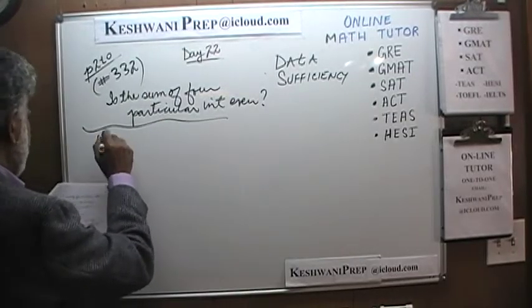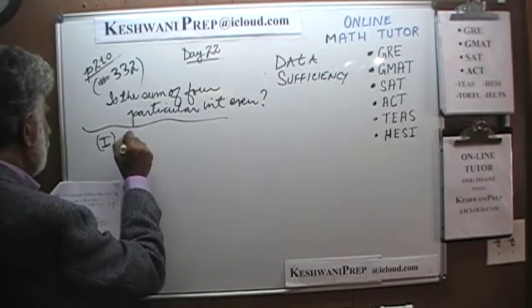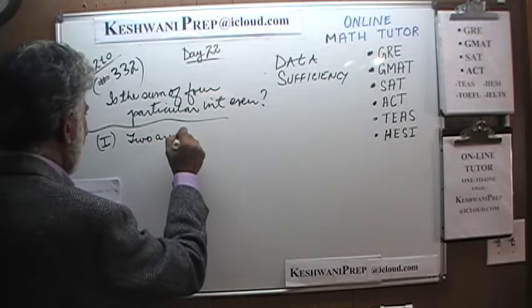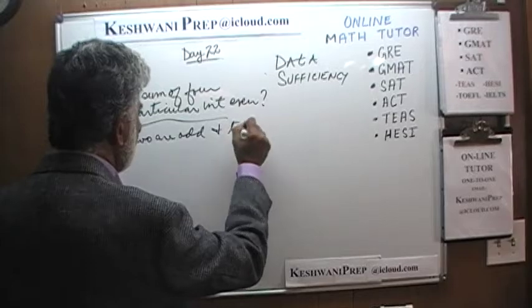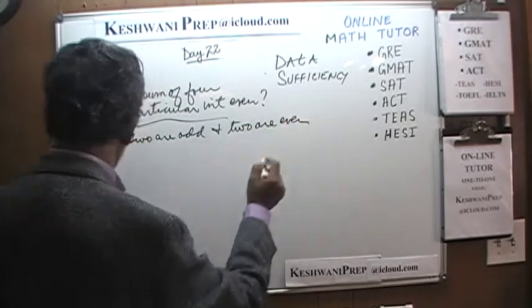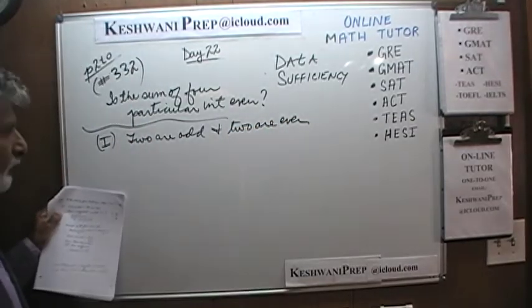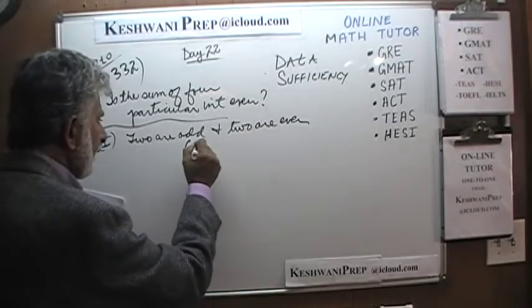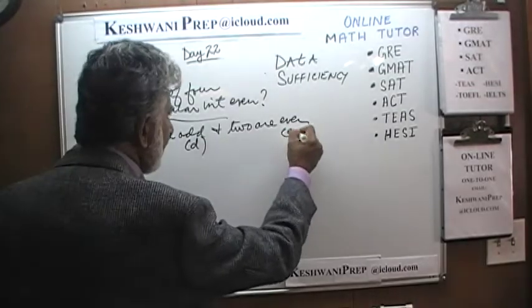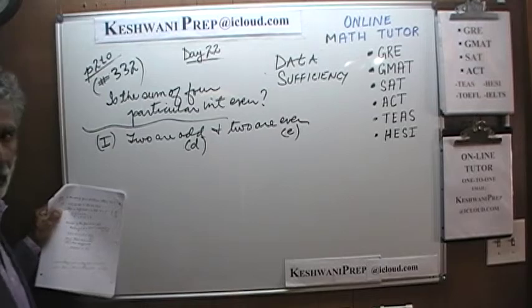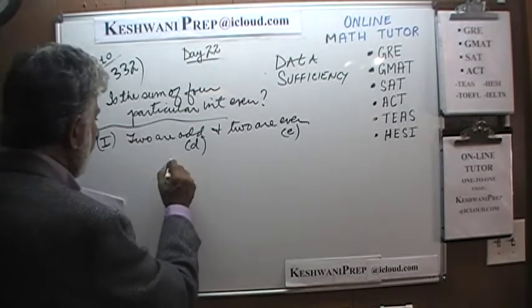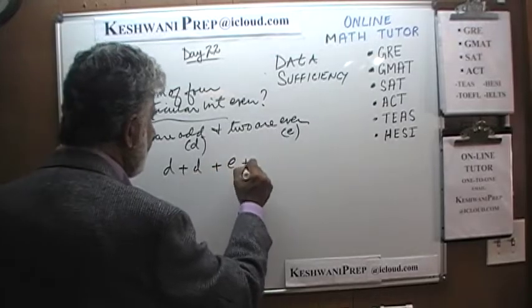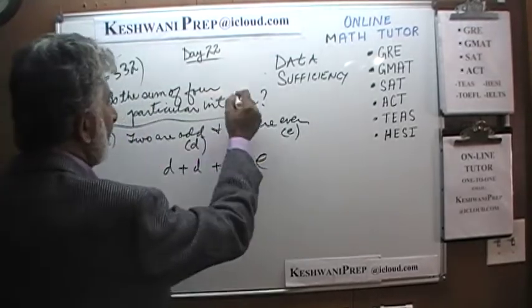The first statement tells us that two are odd and two are even. There we go. If two are odd and two are even, we're going to use letter D to represent odd, and we're going to use letter E to represent even, instead of using O for the odd, because that gets confused with zero. So there we go. We have four terms. Two of them are odd and two of them are even. And the question is, is the sum even?